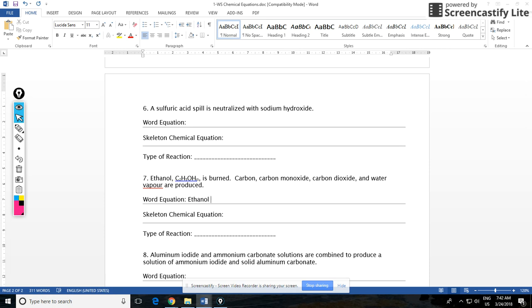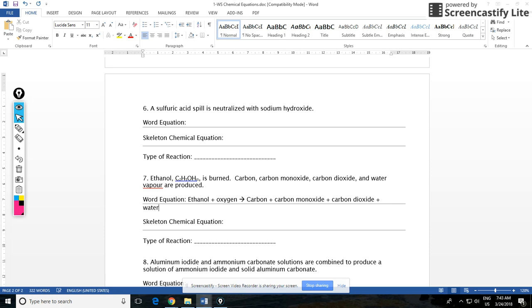Now, when we say that something is burned, what that means is it's actually reacting with oxygen. Whenever you burn something, it's reacting with oxygen, and that's our second reactant. It's going to produce some carbon, some carbon monoxide, some carbon dioxide. So notice I'm separating every product with that plus sign, and some water.